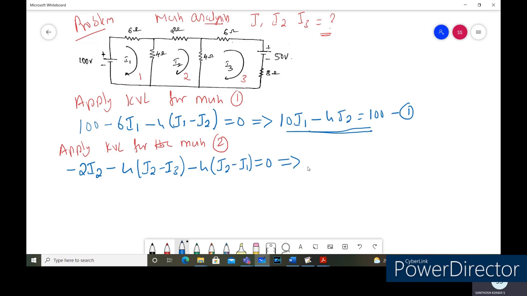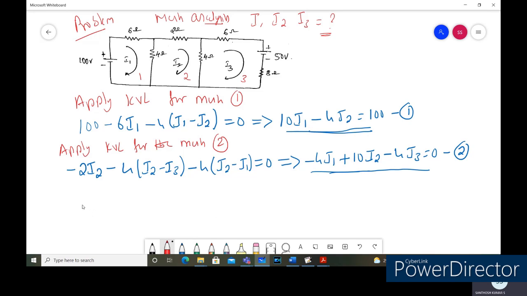Now let us simplify this one. In order to simplify this one, we'll take the I1 current. So it is minus 4 into I1 we will get. And in the mesh 2, we have the 4 plus 2 plus 4. So it is plus 10 into I2 we will get, minus, with the mesh 3, the common between mesh 2 and mesh 3 is 4 ohm. So minus 4 into I3 is equal to 0. Call this as equation number 2.